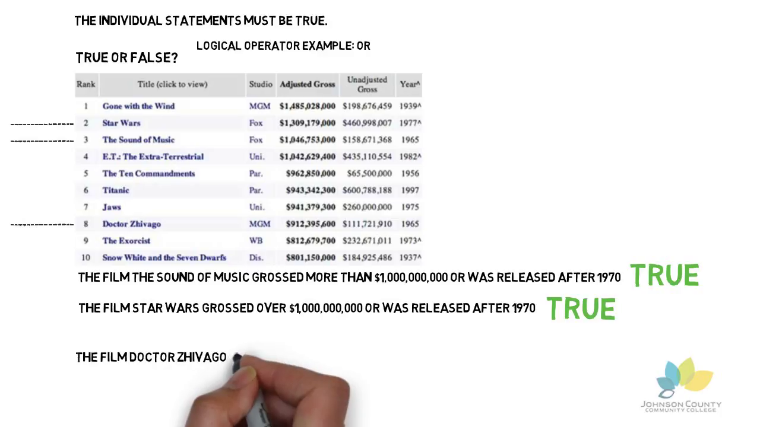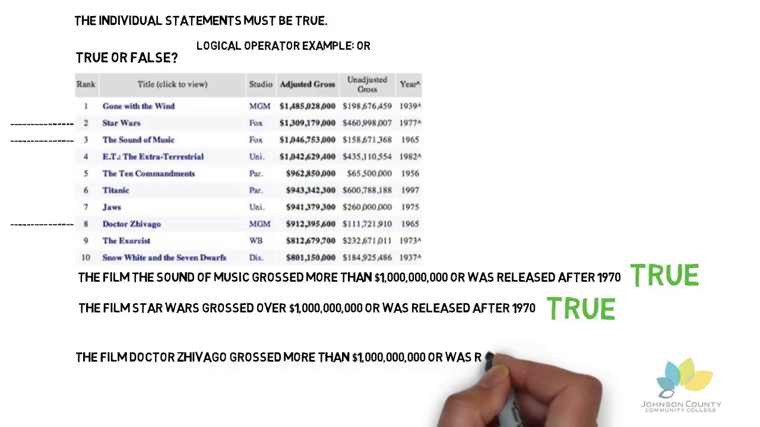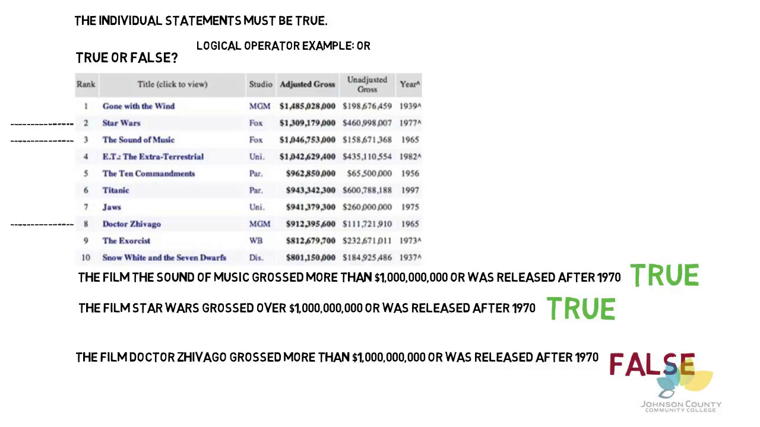The film Dr. Zhivago grossed over $1 billion or was released after 1970. The answer here is false. Zhivago has not grossed over $1 billion and was released in 1965.